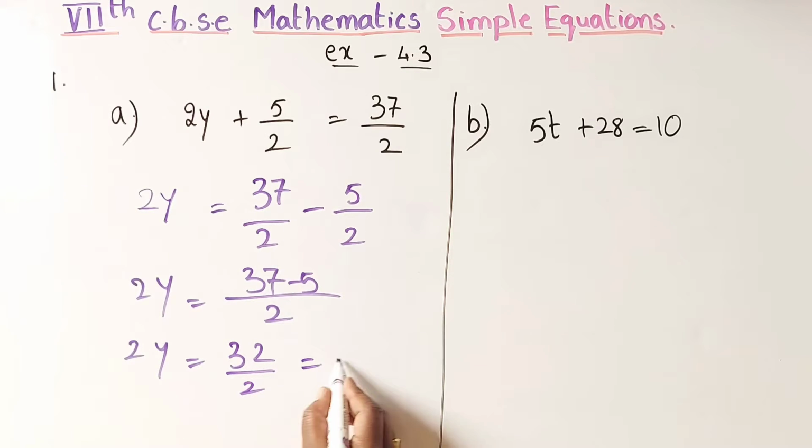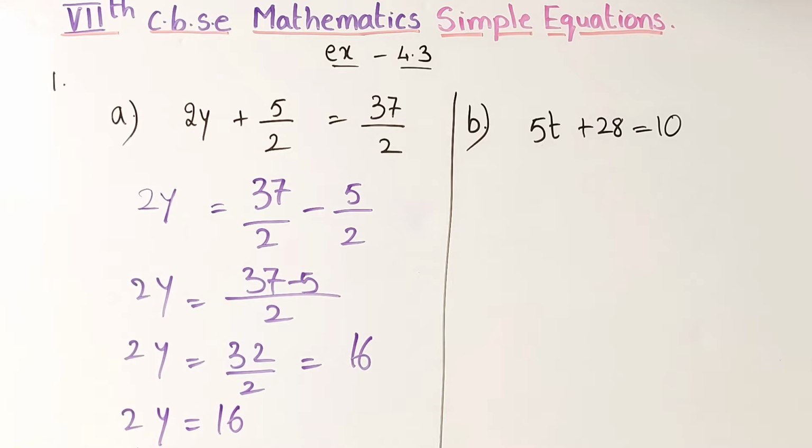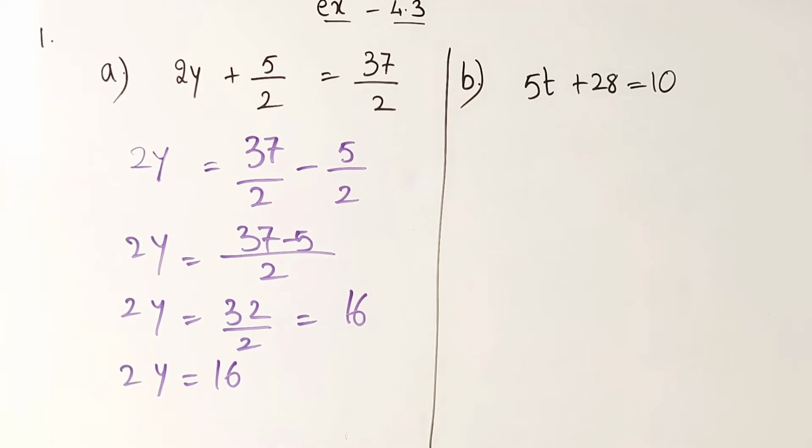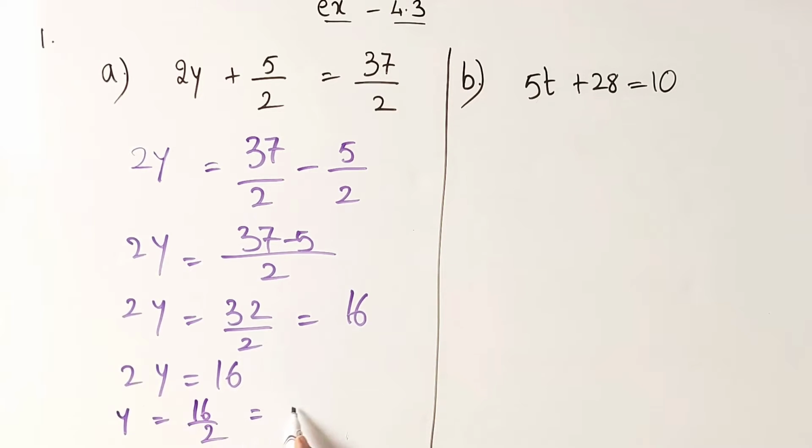What is 32 by 2? That is 16. So 2y equal to 16, but we want the y value. You can divide both the sides by 2, or else you can send this 2 to the right hand side, children. If you send this 2 to the right hand side, y will be here and it is multiplying with y here. If you are sending 2 to the right hand side, it will divide 16 by 2, that is 8, children. So the y value is 8.